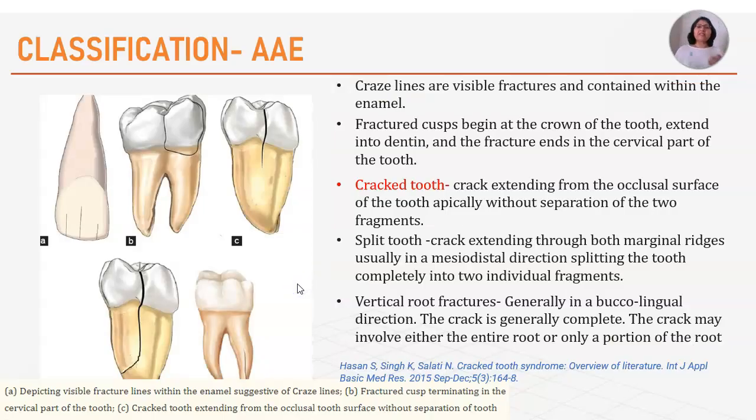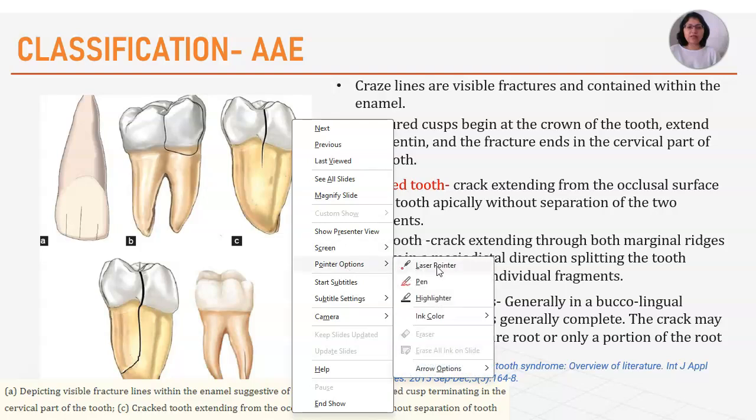So the American Association of Endodontists classifies all of this under the umbrella of cracked tooth syndrome or cracked teeth. They have a whole classification. It is not as simple as it seems. So you have crazed lines, fractured cusp, cracked tooth, split tooth, and the last one is a vertical root fracture. I'm going to tell you exactly what each thing is, and for that I need to get my pointer here so that we can discuss.